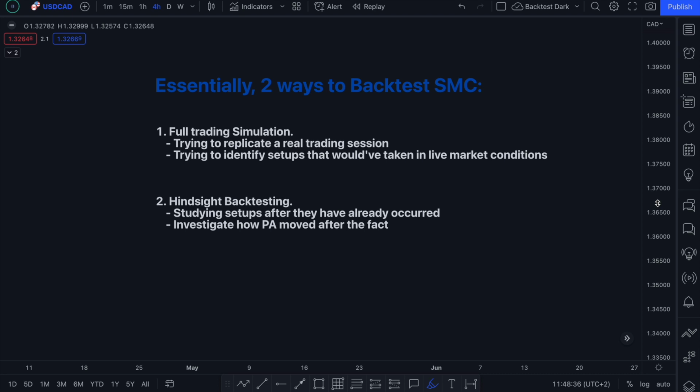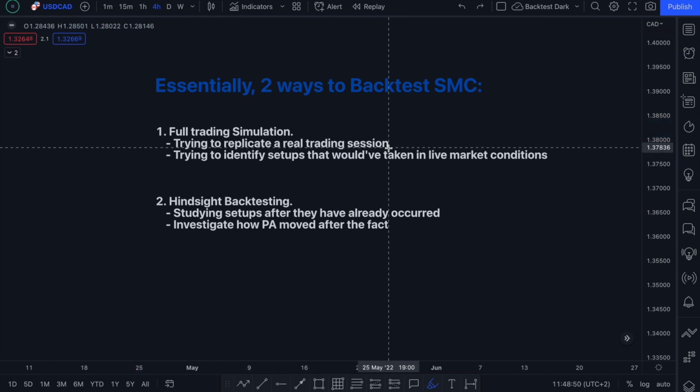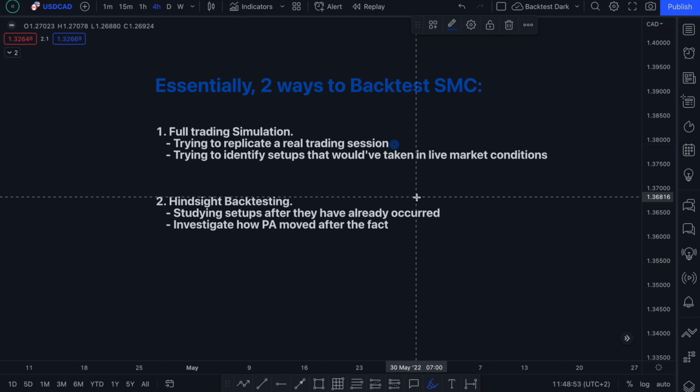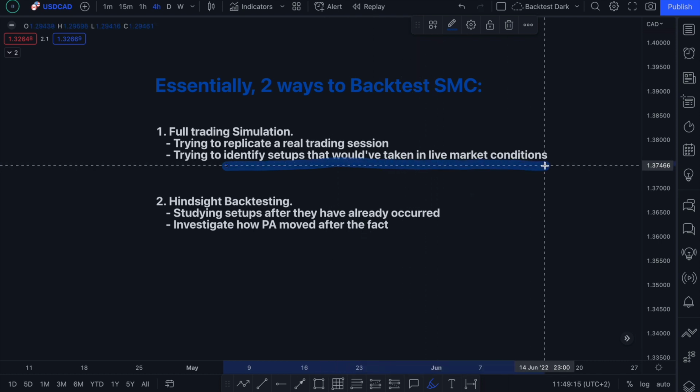All right. Now, essentially, we have two ways of backtesting smart money concepts. The first one is your full trading simulation. With this specific approach to backtesting, you are trying to replicate a real trading session. What I mean by that is you are trying to replicate a full day of trading, from the minute you normally get your charts to the minute you would log off for the day. You're trying to replicate that trading session on historical data. You're trying to identify setups that you would have taken in live market conditions.